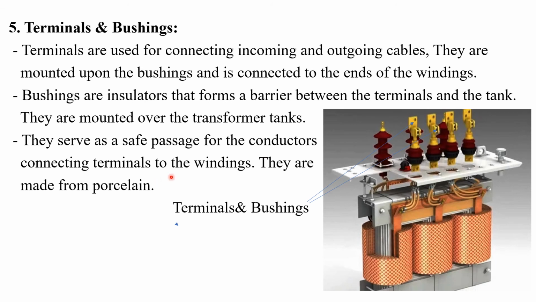Fifth important requirement, that is terminals and bushings. From this name it is clear that terminals are provided at the end of the transformer windings. In this diagram you can see that these windings are provided here. The end portions of these windings are directly connected to these terminals. Three phases, you can see this. So the end portion of the windings are directly connected to the terminals, and bushings are also provided along with these terminals.